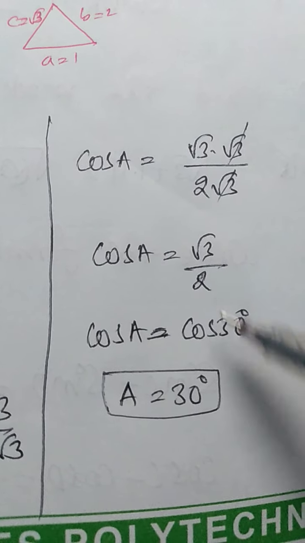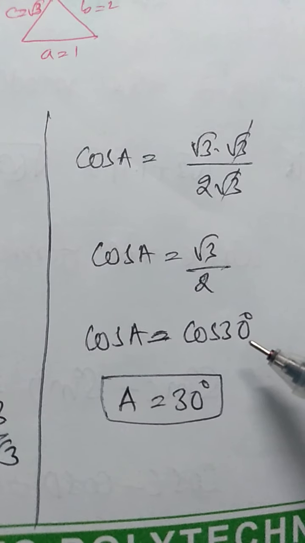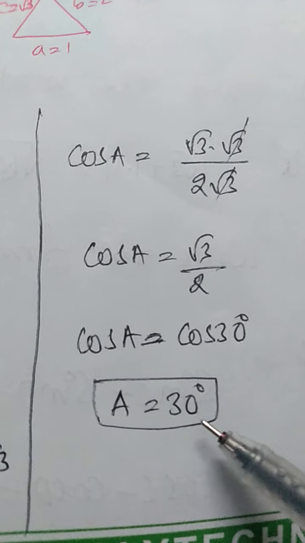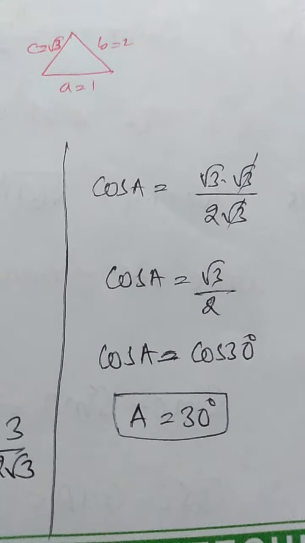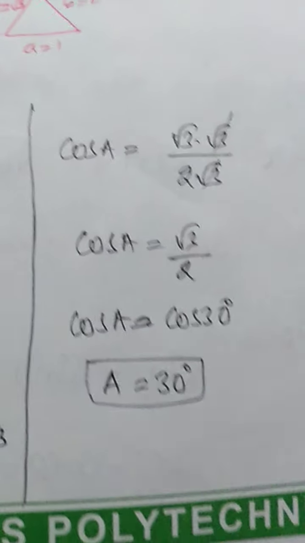Cos A is equal to root 3 by 2, so cos A is equal to cos 30 degrees, since cos 30 degrees is equal to root 3 by 2. By cancellation of cos, we get A is equal to 30 degrees. Therefore, the angle A is 30 degrees. Next, discuss another problem.